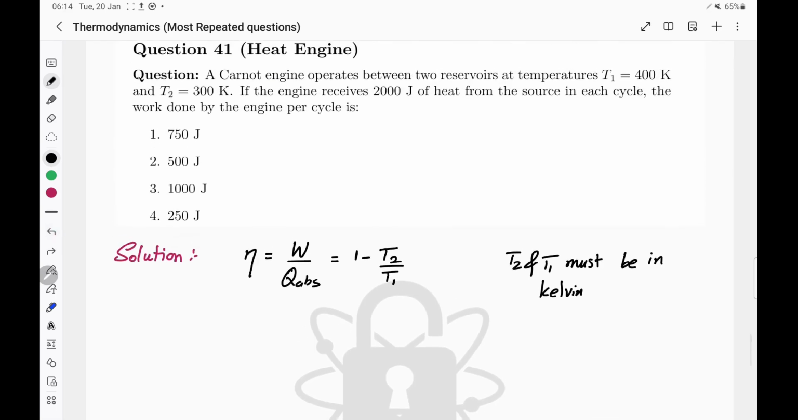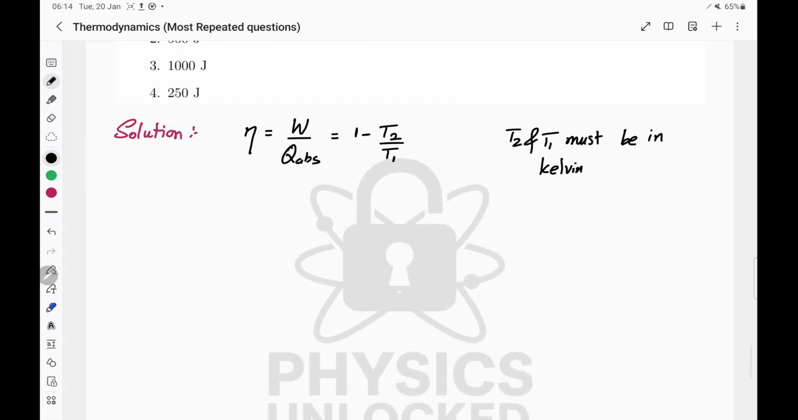So we are going to use the fact that they have given the total heat received by engine is 2000 joules, the value of T2 is 300 Kelvin and the value of T1 is 400 Kelvin. This will tell us W divided by 2000 joules, that's the heat absorbed, equals 1 minus 300 divided by 400.